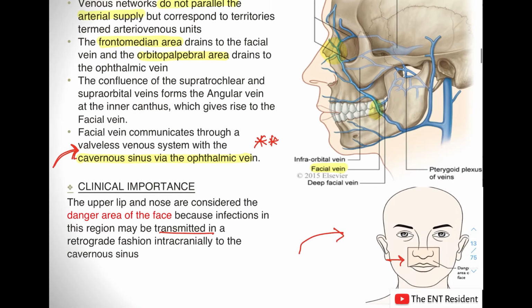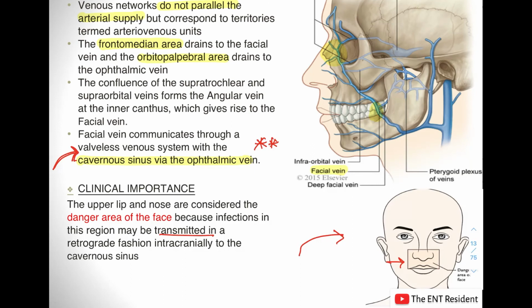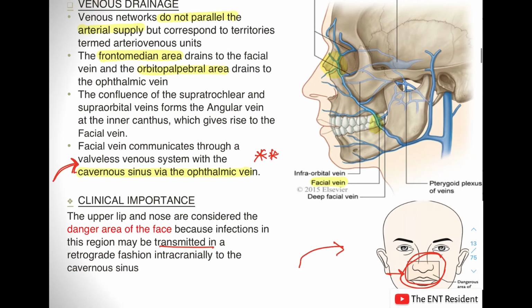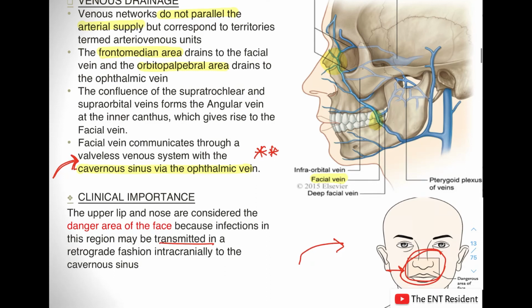So this communication from the facial vein via the pterygoid venous plexus to the cavernous sinus is very important, because any infection in this danger area of the face right over here can be transmitted intracranially to the cavernous sinus. This is a very important short note. You can use this picture to draw when you're writing your answers. And this completes the venous drainage.